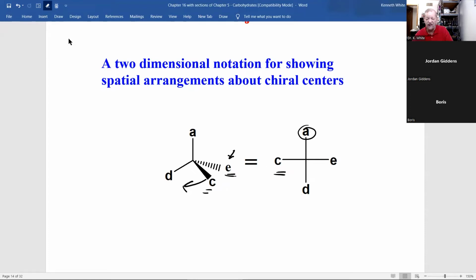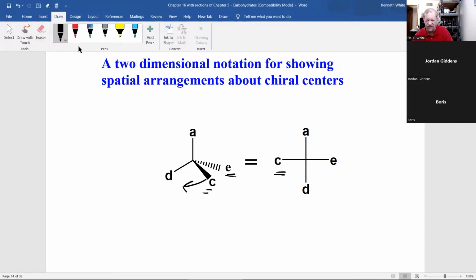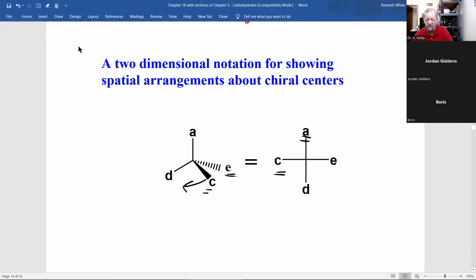I used to put this on a test. I don't anymore, but you may need it for other classes. And these two are going back behind the paper. So even though you don't see it, this shows 3 dimensions in 2. And that's the beauty of Fischer projections.